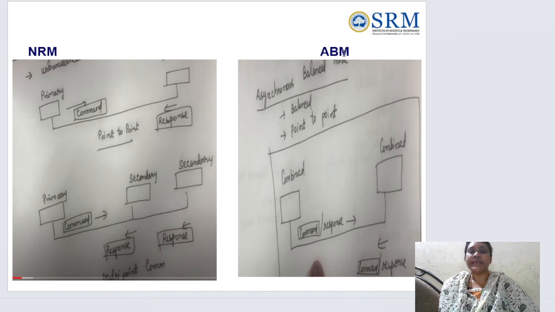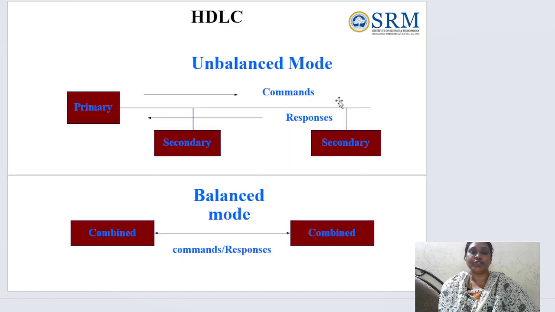The next one is ABM, the asynchronous balanced mode. This is a balanced mode in point-to-point communication. Here we use combined stations, where both are primary and secondary. So each can send a command or a response and pass the information to the next station, at a time, so it looks like a balanced mode. Basically NRM is an unbalanced mode and ABM is a balanced mode.